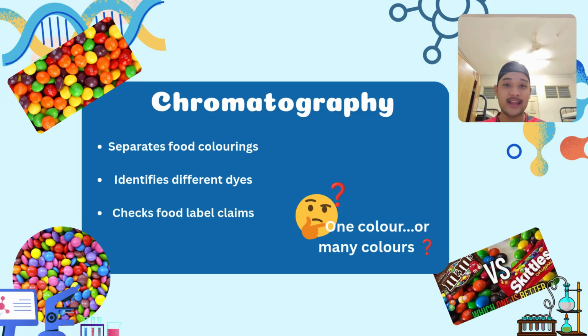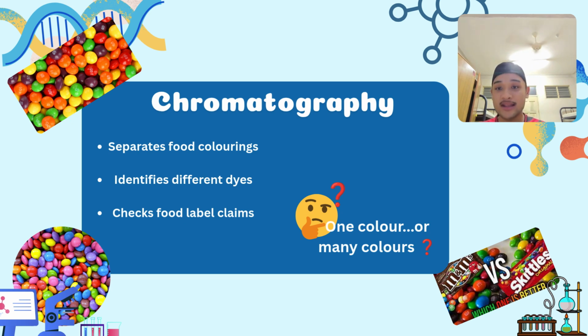Now, let's investigate the colorful candy. When we see a red, green, or yellow candy, we usually assume that each color comes from just one coloring agent. But is that really true? Scientists use chromatography to answer this question.